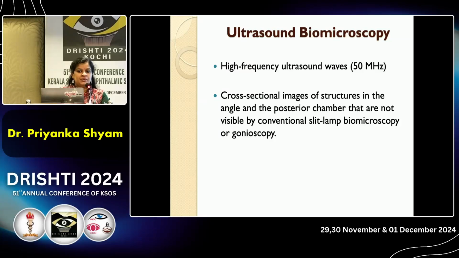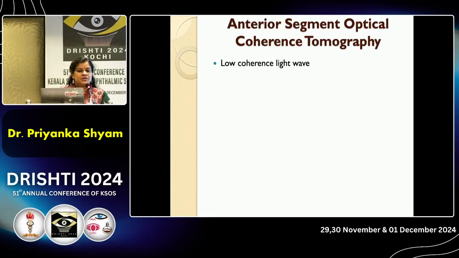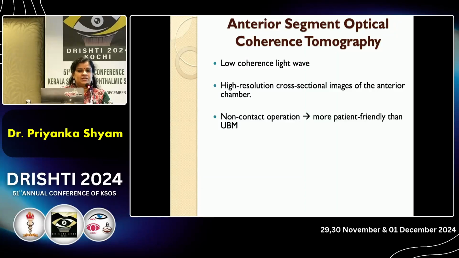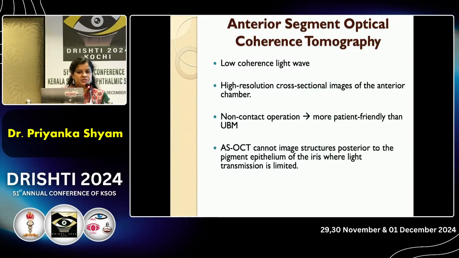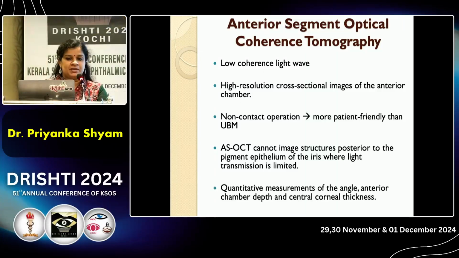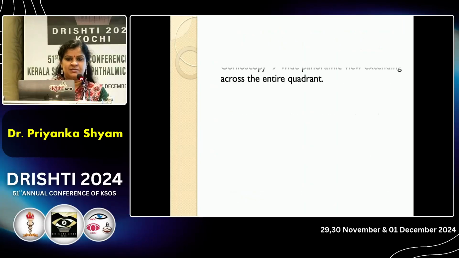Then coming to UBM, it utilizes high frequency ultrasound waves and provides a cross-sectional image of the structures in the angle and the posterior chamber that are not visible by slit lamp biomicroscopy or gonioscopy. Then coming to ASOCT, it utilizes low coherence light waves and provides high resolution cross-sectional images of the anterior chamber. Since it's a non-contact operation, it is more patient-friendly than UBM. However, ASOCT cannot image structures posterior to the pigment epithelium of the iris where light transmission is limited. It provides quantitative measurements of the angle, anterior chamber depth and central corneal thickness.